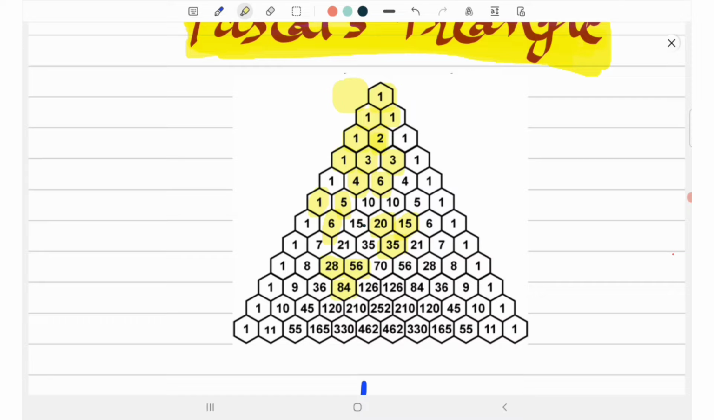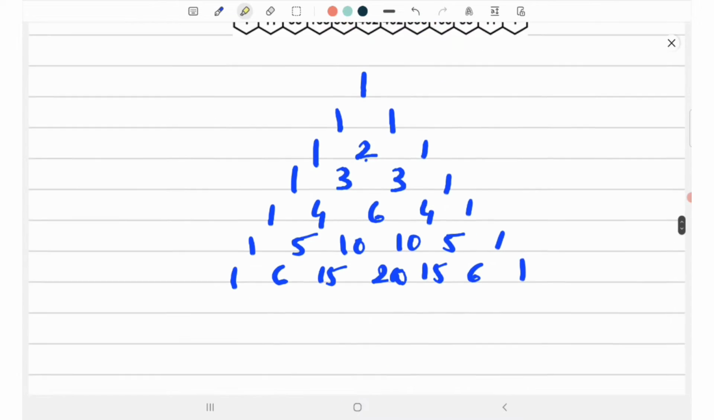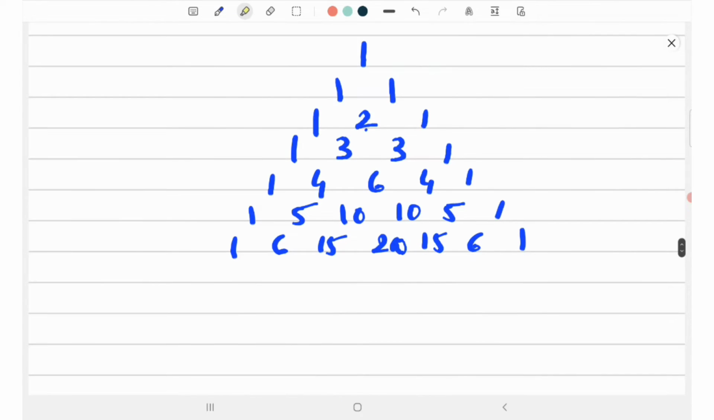So any number that you see, let's say if we see 120 here, then it is the summation of two diagonal numbers right above it. So it is the summation of 84 and 36. So that's how Pascal's triangle is written. Now I want you to take a second and see if you can find any patterns here.